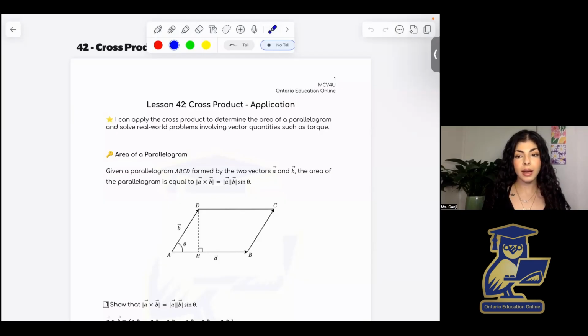Today we are looking at the application of the cross product, and it is a shorter lesson, but please make sure to complete any practice questions from previous lessons if you haven't done so. And just familiarize yourself or review all the concepts we learned so far.